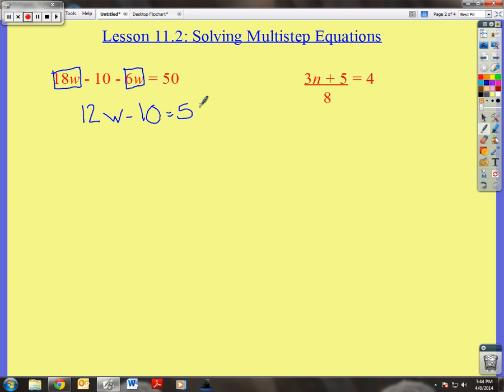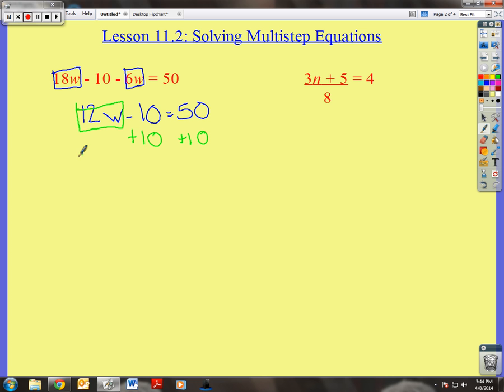Now, I still need to get the w by itself. Right now, I'm multiplying by w, so I'm going to leave that coefficient and that variable there. Leave that 12w there. It's going to stay there for a little bit. Instead, I'm going to get rid of this 10. To get rid of that, I need to do the inverse of subtracting 10, so I will add 10 to both sides.